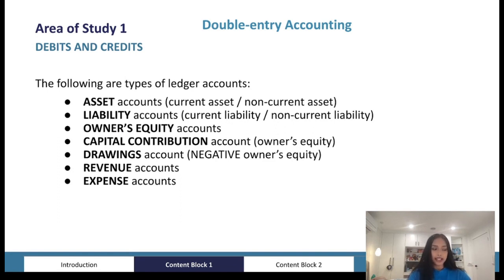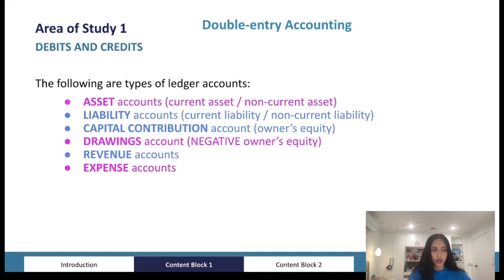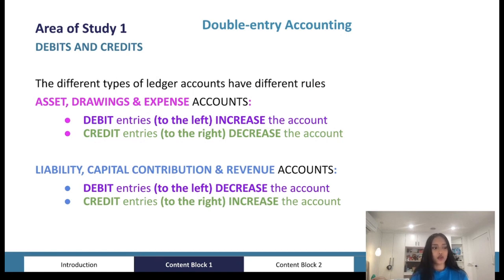We have asset accounts, liability accounts, owner's equity accounts, capital contribution and drawings accounts, revenue accounts, and expense accounts. And here they are color-coded according to their different rules. So, asset, drawings, and expense accounts are grouped together. For asset, drawings, and expense accounts, debit means increase and credit means decrease. Meanwhile, for liability, contribution, and revenue accounts, debit means decrease and credit means increase.